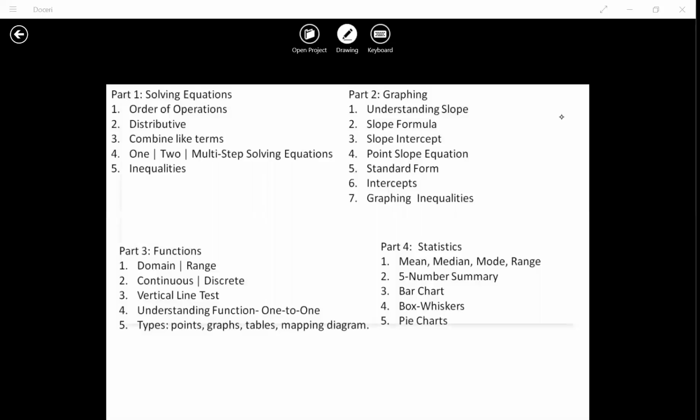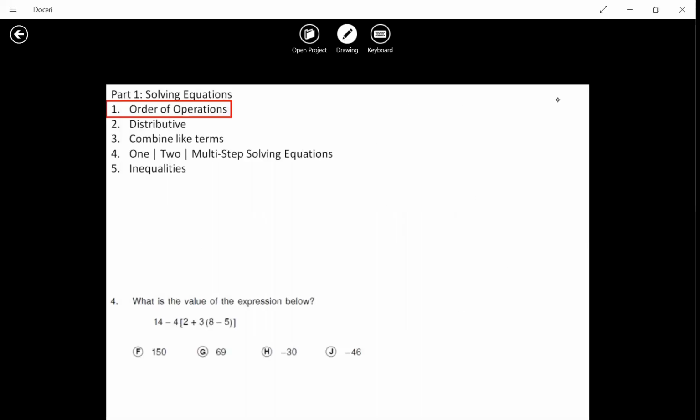Again, final is 60 questions. Here's kind of the order that they're going to be in, so let's go ahead and go. They're just going to go in order as you guys see them. The first one being order of operations.